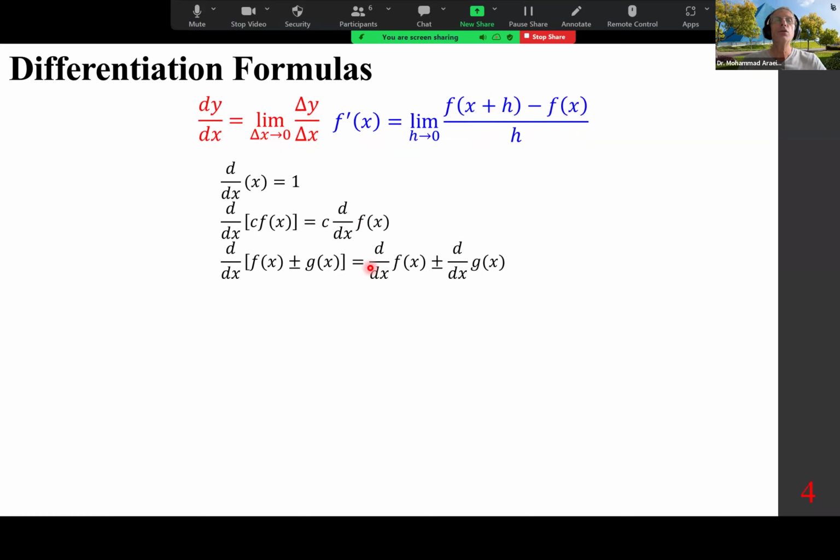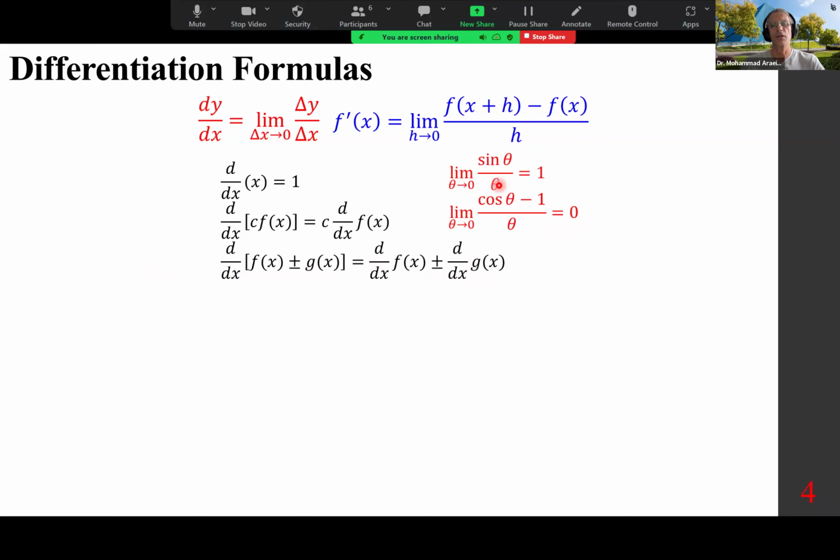Now, we are going to go with differentiation formulas. No need to use the definition, which is going to make it much easier. The derivative of x is 1. The derivative of c times f of x, you can take the c out. d/dx of f of x plus minus g of x is d/dx of f of x plus minus d/dx of g of x, which means the derivative of the sum is the sum of the derivatives. The derivative of the difference is the difference of the derivatives. We need these formulas. You can see the proof for those in your lectures.